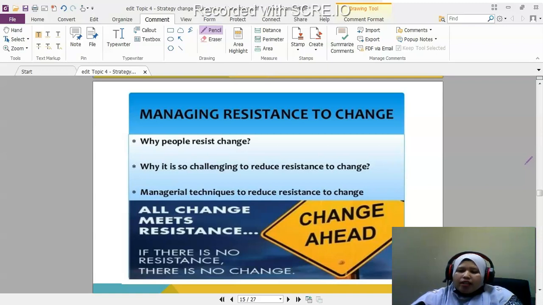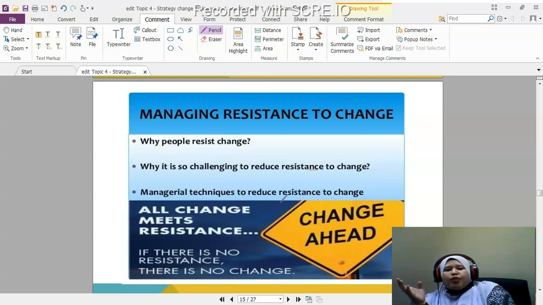in an organization. So what is the process to manage the resistance to change? Okay, why do people resist change? Why is it so challenging to reduce resistance to change? Okay, kenapa ada setengah pihak dalam organisasi itu dia tak nak berubah? Okay, tak nak berubah kepada yang lebih baik.